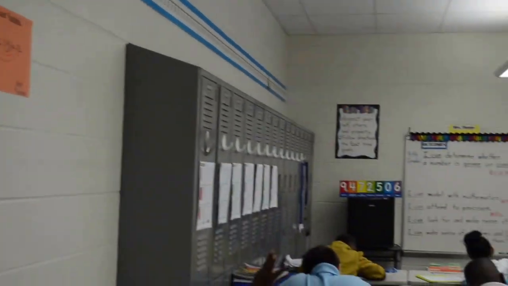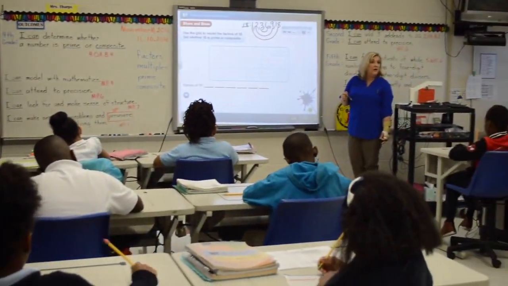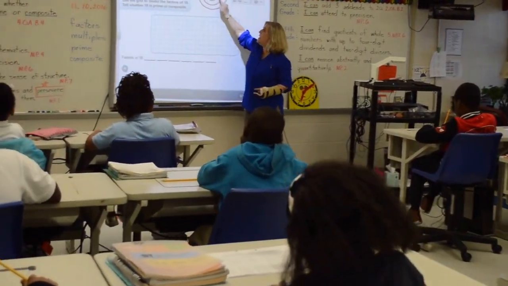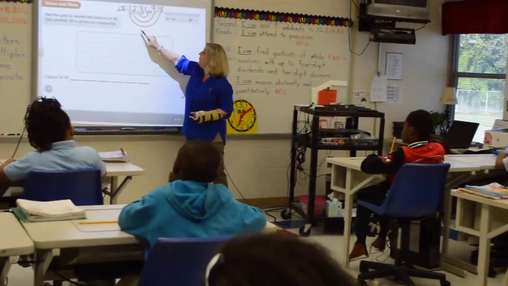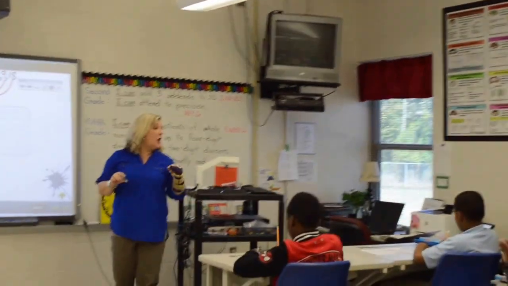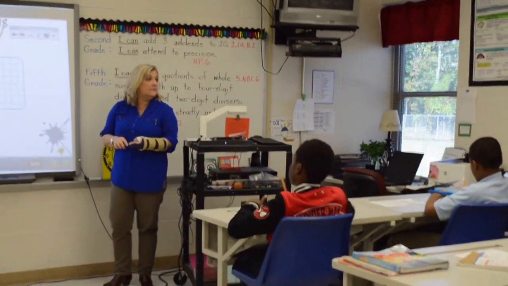2 times what is 18? 9. 2 times 9, and 1 times 18. Okay, so now you know how many arrays to draw. How many arrays will we draw for 18? 3. We have 6 factors, but we're going to draw 3 arrays. 1, 2, 3.